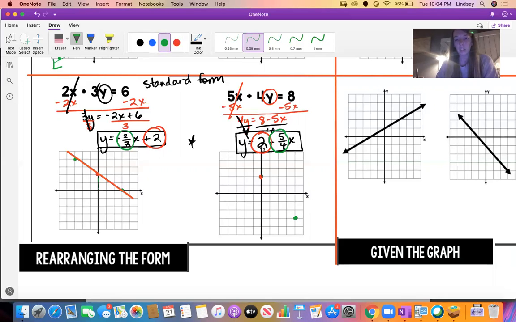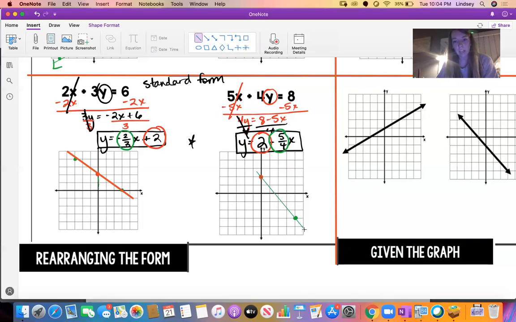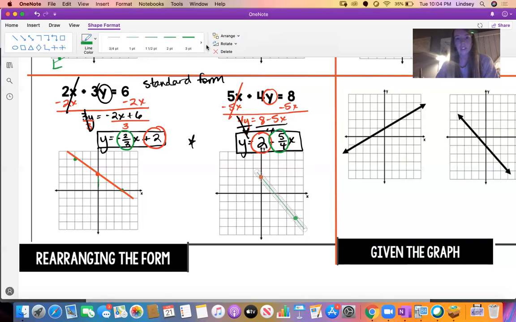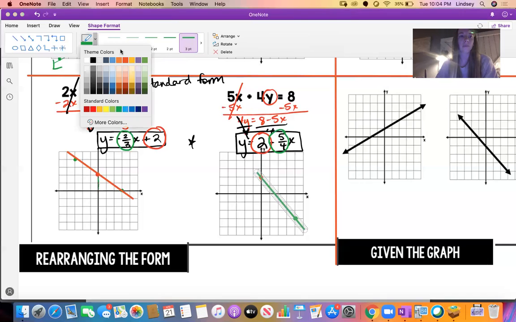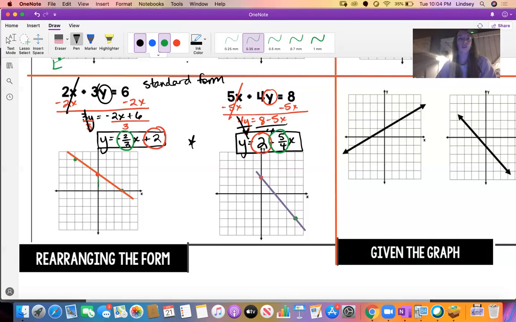If I wanted to go the other way, I'd go up 5 over 4, but once again, that would run off. So if you have to have 2 points, it's okay, but the most accurate line has 3 points. So you can just do your best here and go through both points. It would look something like that. Make that one purple, who cares? And then you just want to make it known that that line doesn't just stop right at that point. It goes on forever and ever in both directions.